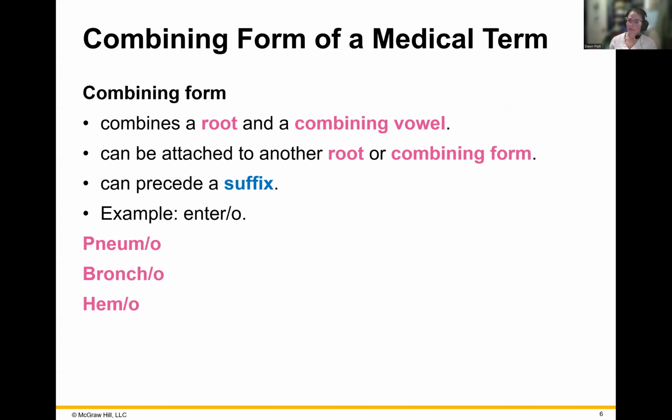If you look back at the previous slide, you can see that pneum was one of the root words, bronch was another one, and heme was another one. When we add a vowel to that root word, it now changes it to a combining form. It does not change the meaning. All it does is change the spelling of the word and how you pronounce the word. You can see at the bottom, pneumo, broncho, hemo, these are now considered combining forms because they have that vowel attached to it.